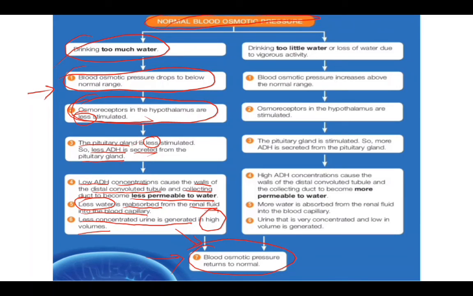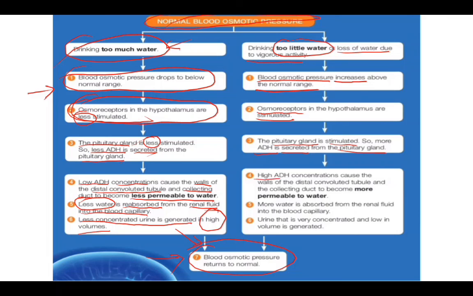So what happens if we drink too little water pula? Okay, di sini tadi too much water, di sini too little water, we drink too little water, or lose water due to vigorous activity. So what happens? Blood osmotic pressure increases above the normal range. So di sini osmoreceptors in the hypothalamus are stimulated. The pituitary gland is also stimulated. So more ADH hormone is secreted from the pituitary gland.